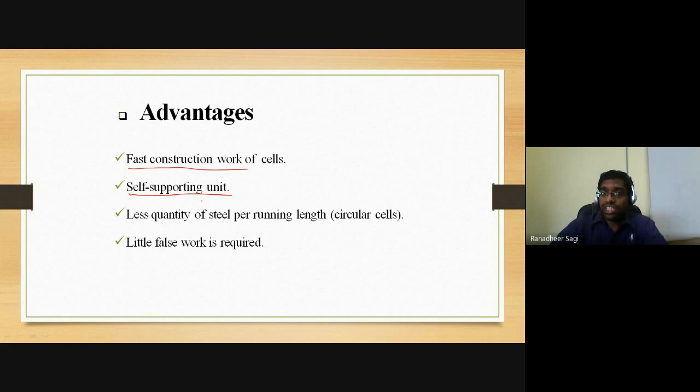Less quantity of steel is required per running length. Why do we say less quantity of steel is required? Because you are not using large cross-sectional areas of steel material. What you are going to be using there is your sheet piles, web-shaped cross-sectional sheet piles. So in such a case, the thickness of the sheet pile is relatively less. So that's how you can minimize the cost in the construction also.